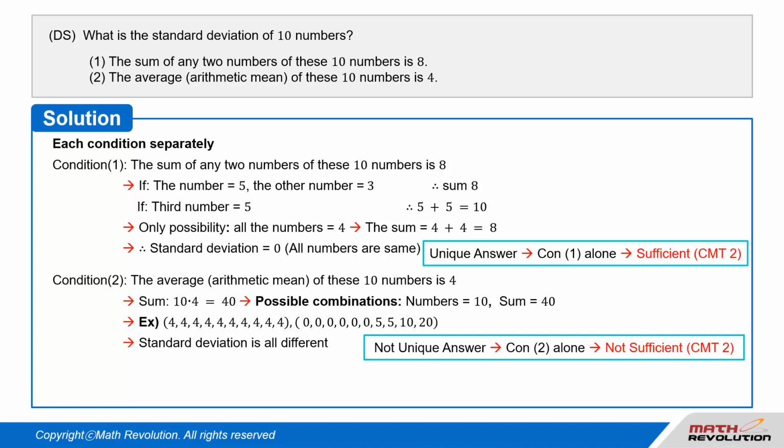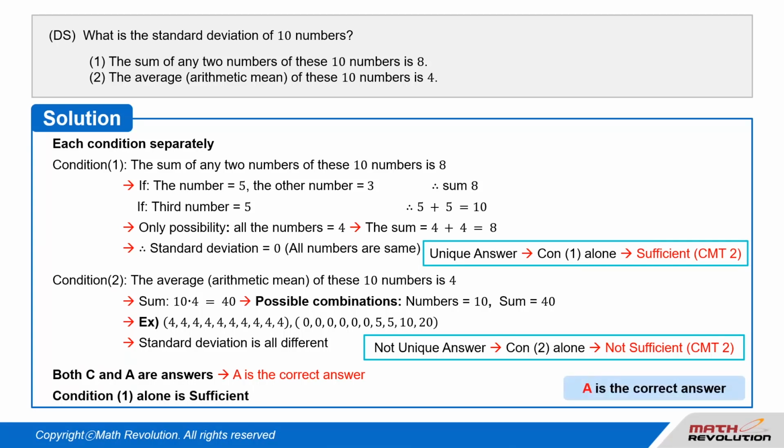Applying CMT 2, which means that the number of answers must be 1, we do not have a unique value, and the condition is not sufficient. If the question has both C and A as its answer, then A is an answer rather than C, by the definition of DS questions. Condition 1 alone is sufficient, so A is the correct answer. Answer: A.